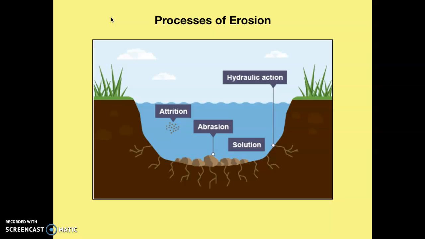Let's move on to abrasion. Now, abrasion is where small boulders and stones scratch and scrape their way down a river during transport, and they wear down the riverbanks and their beds.